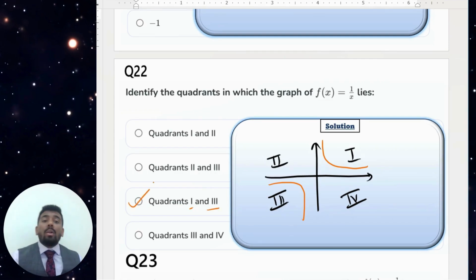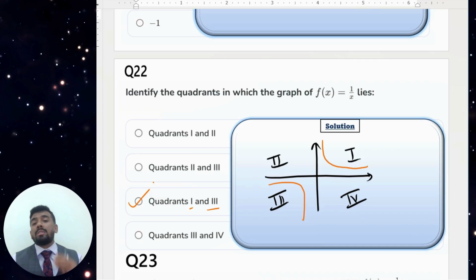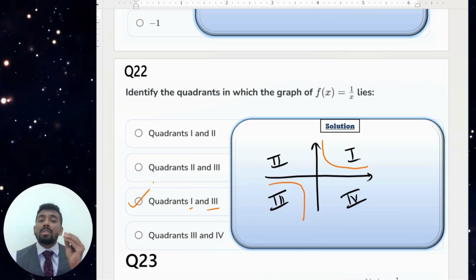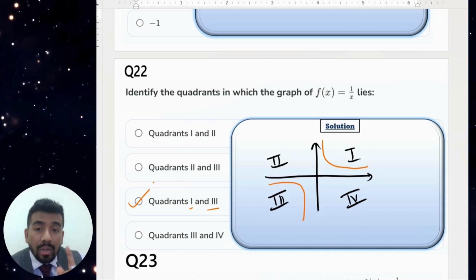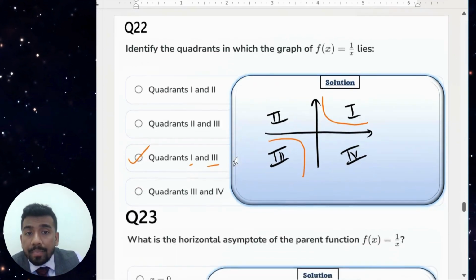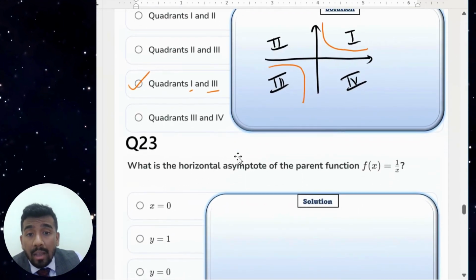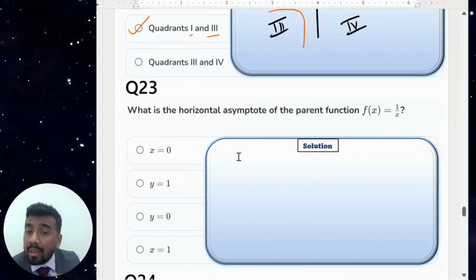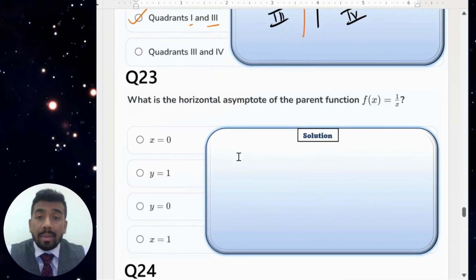Always, most of the questions students do wrong because of hurrying. Don't hurry. As we always say, hurry makes a bad curry. So I don't want you to have that.